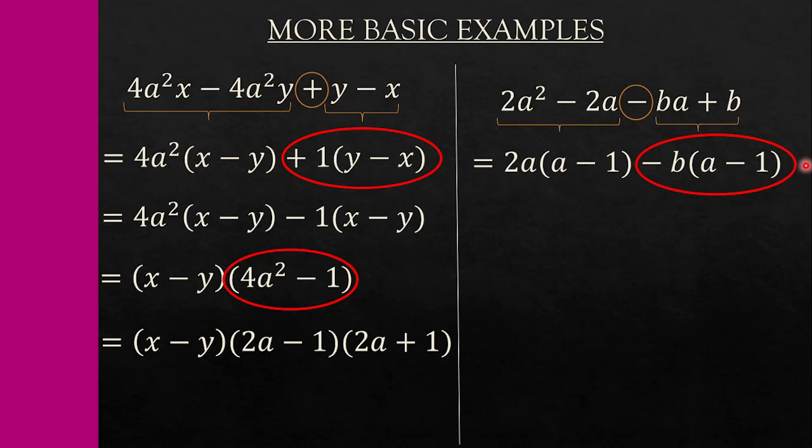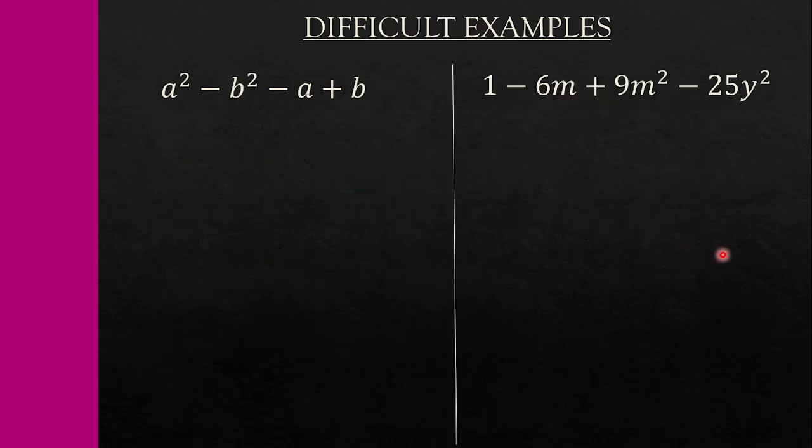Okay, so that's why I put that red circle around there. And then I see that common bracket, a minus 1 and 2a minus b. Okay, so let's look at some difficult examples.